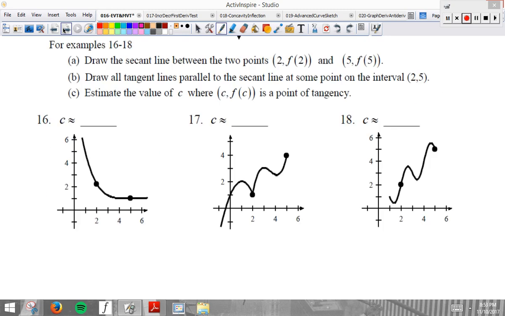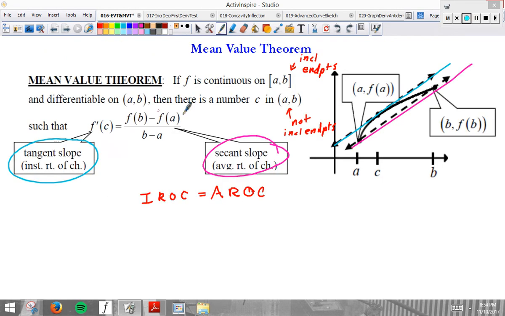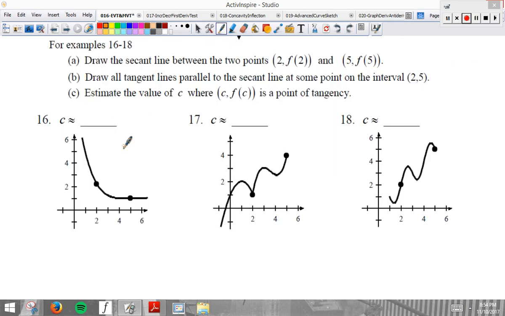So for 16, 17, 18, now we're going to show you, so these functions all meet the conditions. So what kind of things can we get? So we want to find that value, an x value. We can emphasize that this is an x value. Wouldn't be a bad idea. There is a number c. We're talking about an x value where the instantaneous rate equals the average rate. So we're looking for those numbers in these examples.